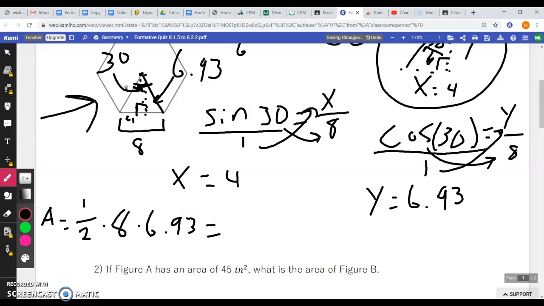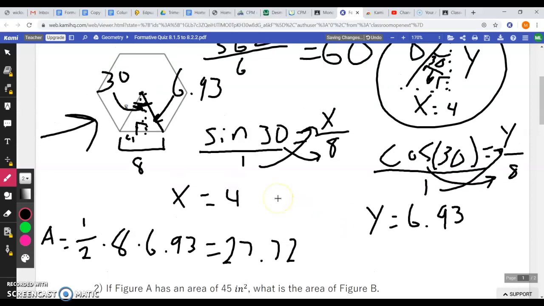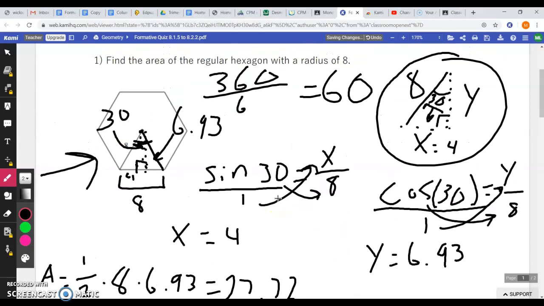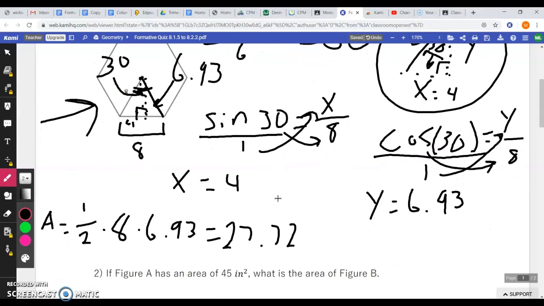Okay, 1/2 times 8 is 4. 4 times 6.93 gives me an area of 27.72. But that's just the one triangle. Okay, that's just one triangle. That hexagon is made up of 6 triangles because it has 6 sides. And so we have to multiply this 27.72 by 6 to account for all the triangles.